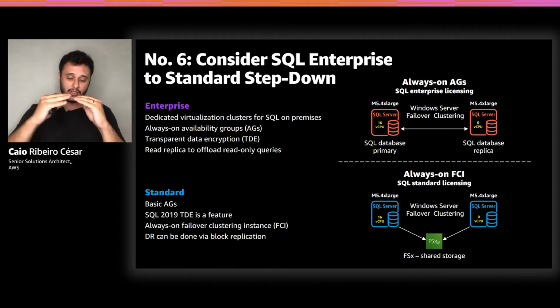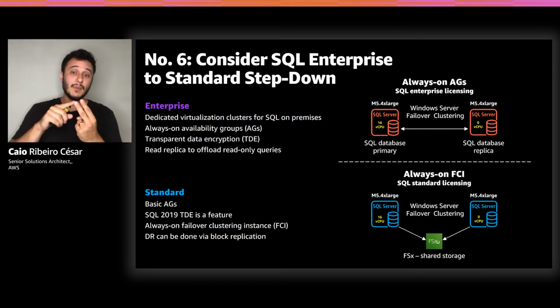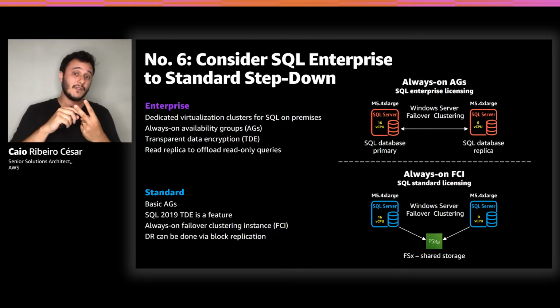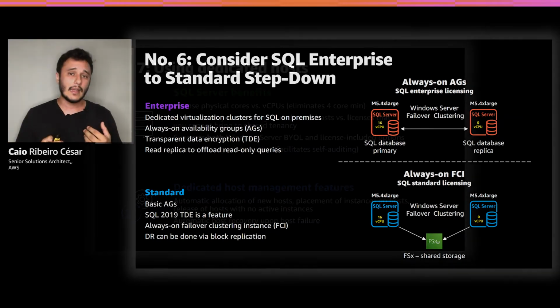Also, thinking about stepping down. Let's say that you have this environment with only 2 servers. You can use, let's say, an active passive with FCI, and then use Amazon FSx as the storage for that one, right? For the Windows failover, right? So there are ways of knowing where you would step down from enterprise to standard, right? Remember, enterprise is when you have more than 2 servers, a lot of servers, and you want to use read replica and those availability group functionalities.